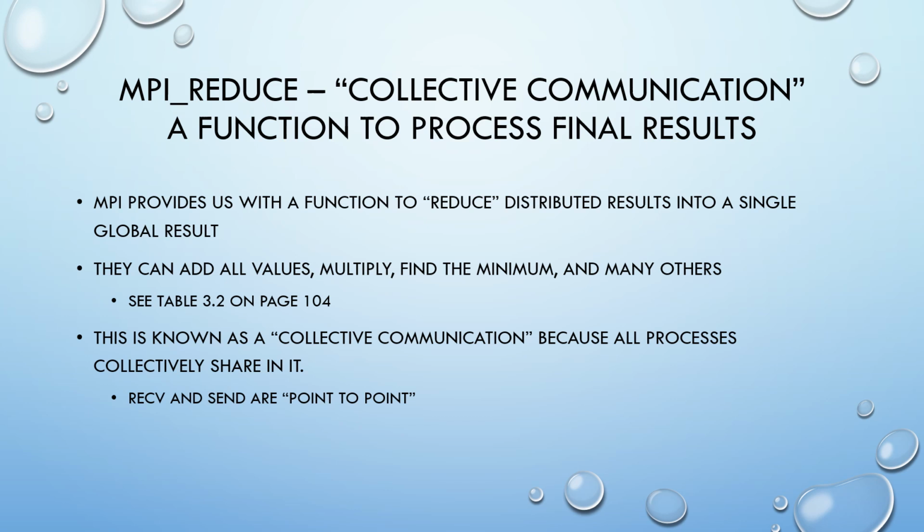So the reduction has these different functions. It could be that we want to add all the values, or multiply all the values, or find the minimum, or find the maximum, or things like that. So this MPI reduce function gives us the ability to do that. This is called collective communication because all the processes collectively share in that one communication. They all put the data in, MPI does the work and delivers it to the right place. The receive and send we just looked at are point to point. There's a specific receiver and a specific sender. You can kind of think of this MPI reduce as multi-point to point.